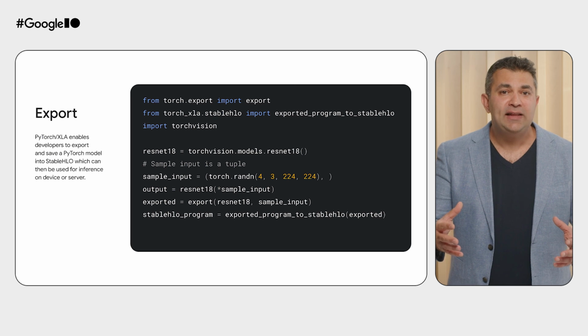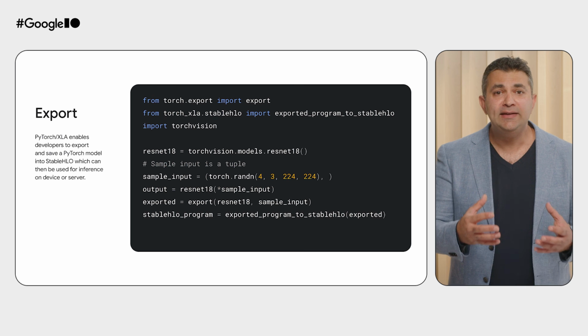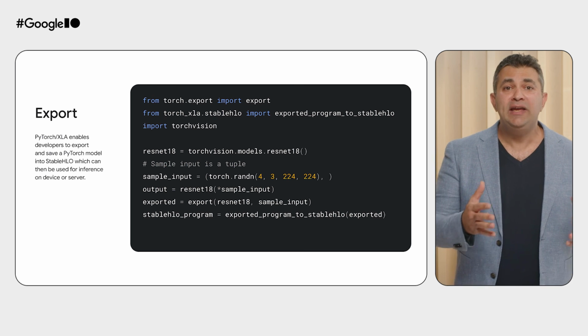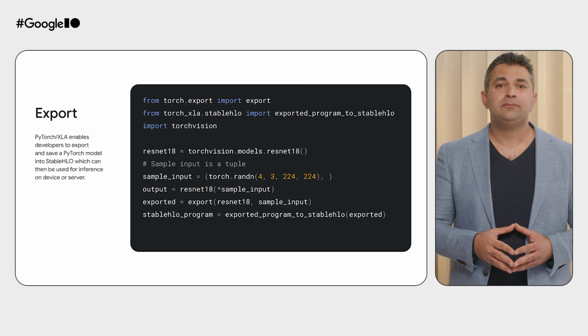Finally, PyTorch XLA provides an API to export and save your model into StableHLO. The resulting StableHLO can be used for inference on a device such as Android or on a server.